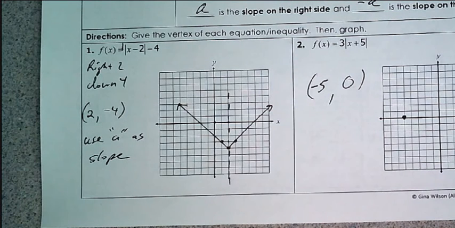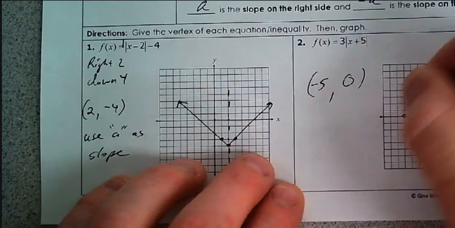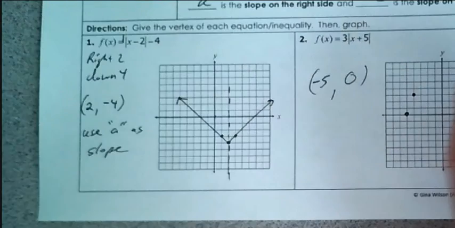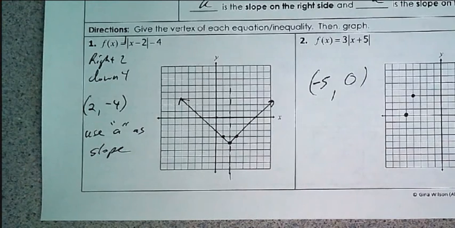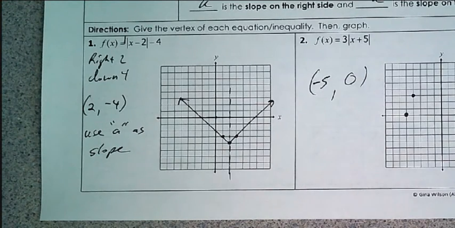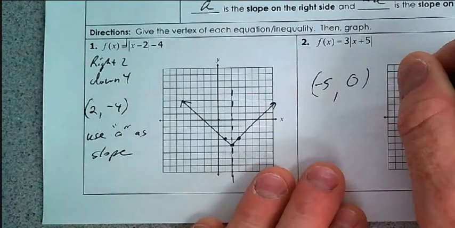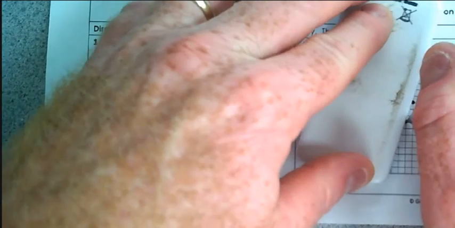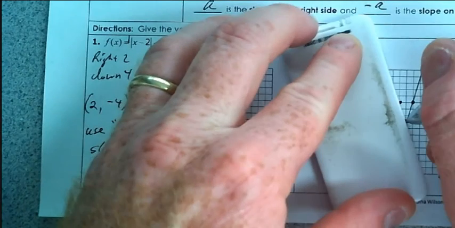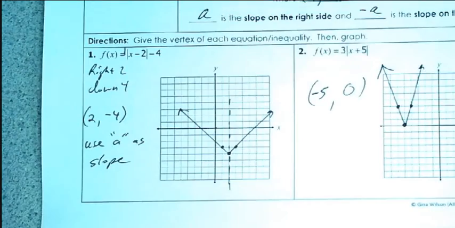Now, we're going to use the A value as a slope. So A value is equal to 3. So how would I do that? Up 3, right 1. Very good. And that's only one half of my graph. How would I get the other half? Reflect it. Or up 3, left 1. And we're done. Now you tell me, is this quicker or is making a table quicker? This is a lot quicker. Super easy.